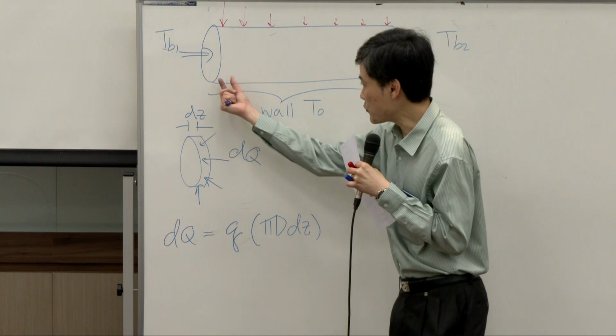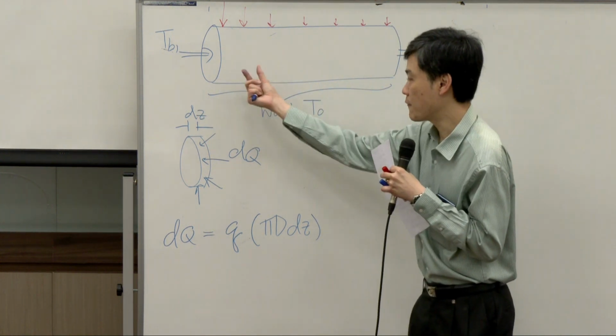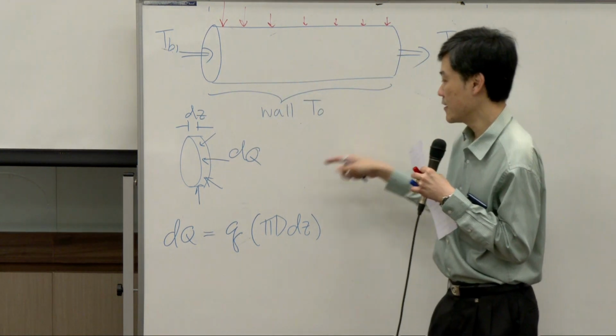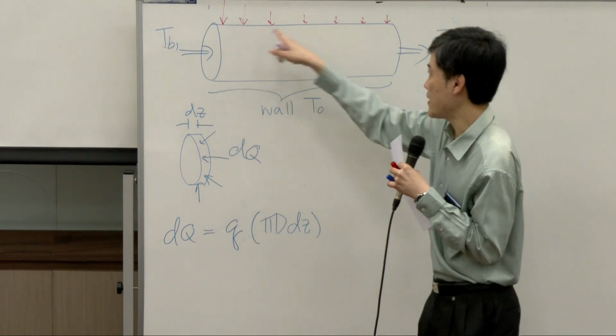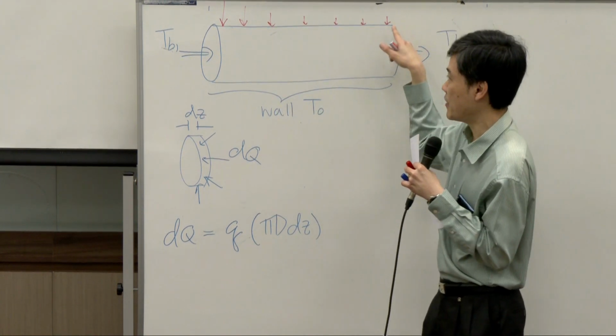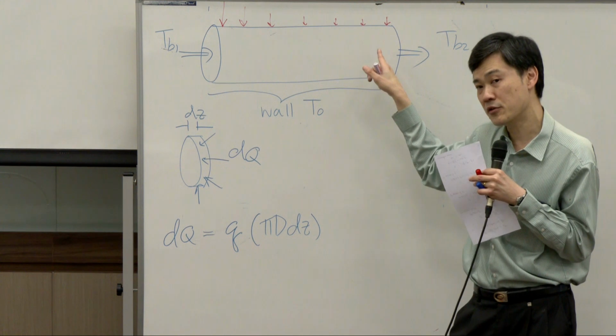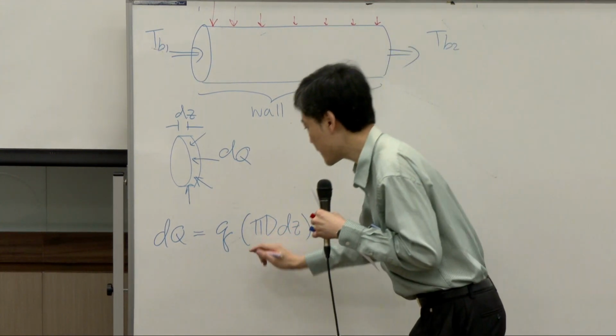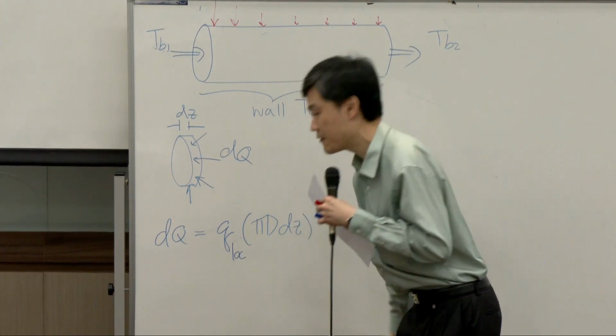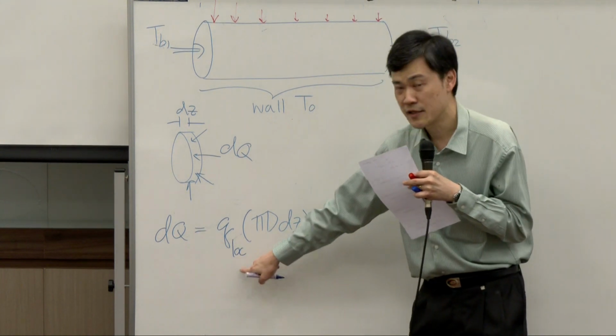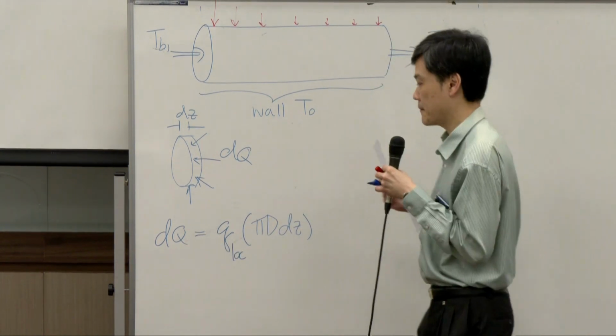And since we are going to move this slice from the very beginning to the end, the amount of heat would vary according to what I wrote over here. Heat flux varies with position. So to make things clear, I would say this one is the local flux. This is local heat transfer. Okay?